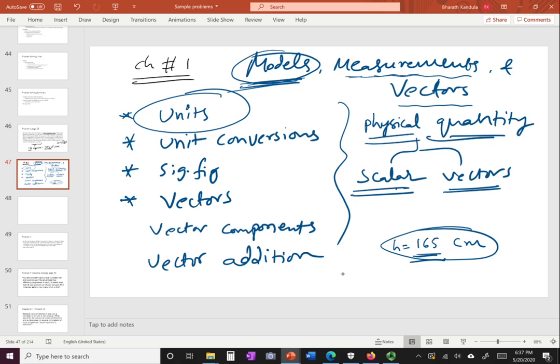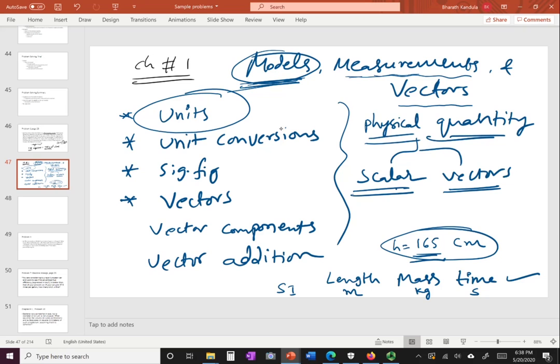Now, you know, in mechanics there are only 3 fundamental physical quantities. Those are length, mass and time. So these are the 3 primary physical quantities in mechanics. The SI units of length are meters, mass are kilograms, time are seconds. And in the CGS system, the length unit is centimeter, mass unit is grams, time unit is seconds.